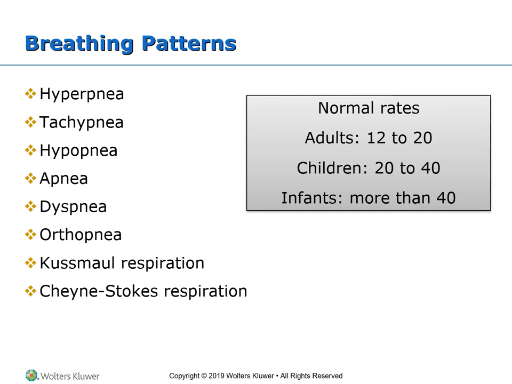Let's look at some types of altered patterns of breathing. First of all, let's define the suffix, the word ending, pnea. Pnea means breathing. Everything that relates to breathing will have that word ending. So we have hyperpnea, which represents an increase in the depth and the rate of breathing in order to meet the body's metabolic needs, as in any type of stress, such as fever, injury, pain, or exercise. We have hypopnea as opposed to hyper. Hypo is a decrease in rate and depth of breathing.